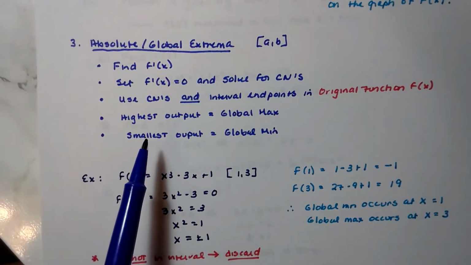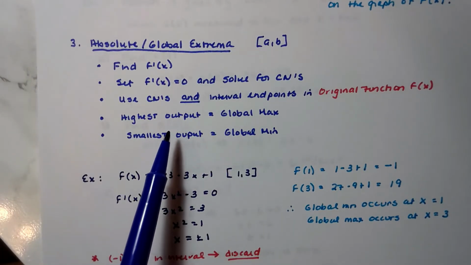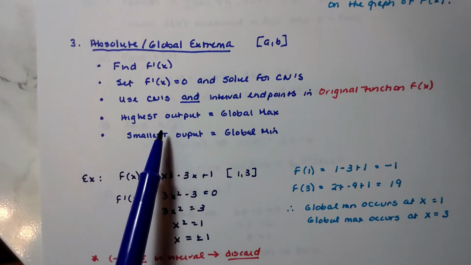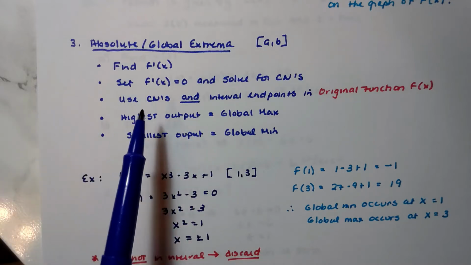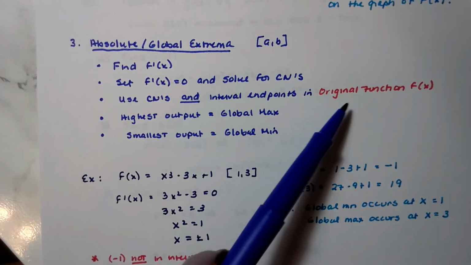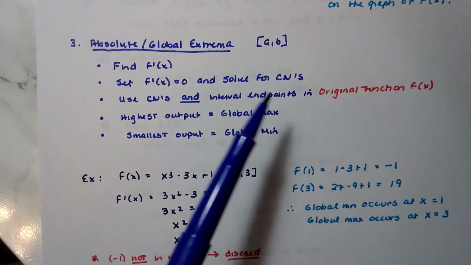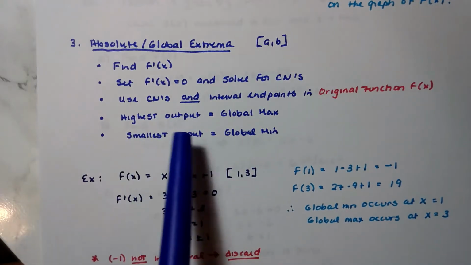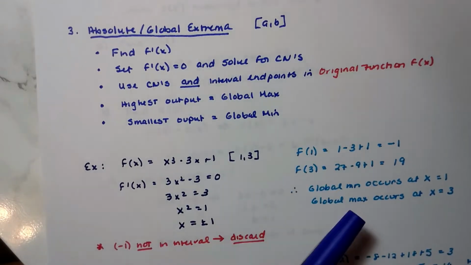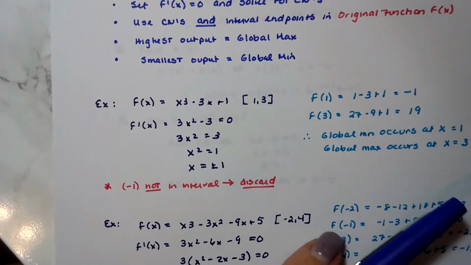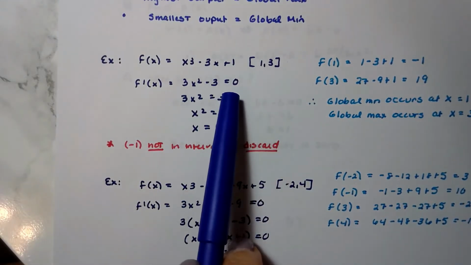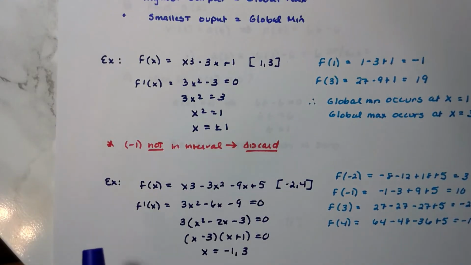So I believe I was talking about plugging the critical numbers and the endpoints back into the graph of f, the original function. And then again, the highest output is going to be the global max, and the smallest output is going to be the global min. So, simple example, we're given a function and the interval. Take the derivative, set it equal to 0, found the critical numbers.